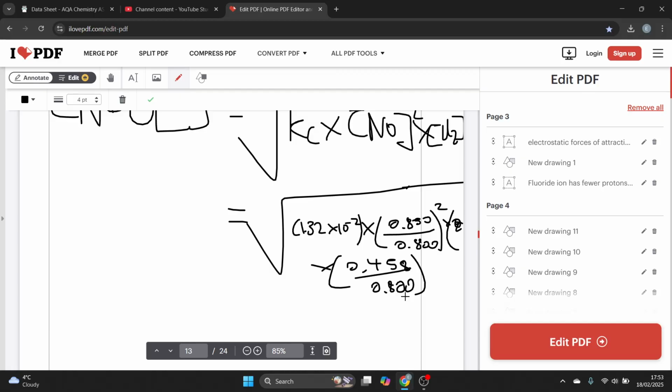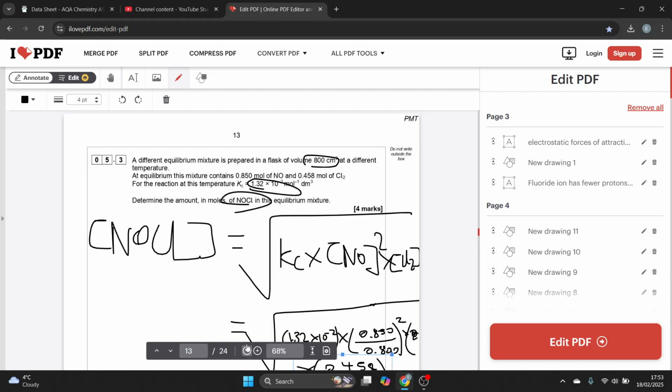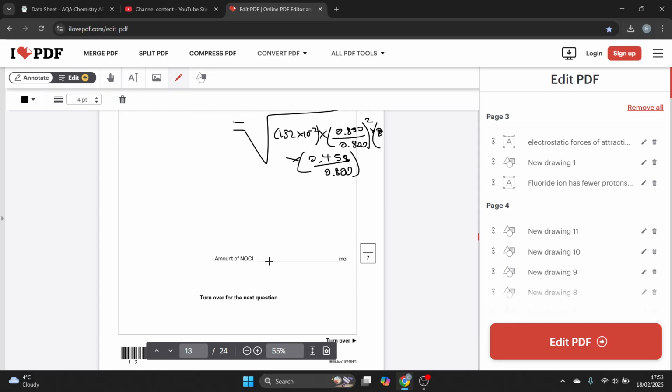So let's do that first. 1.32 times 10 to the power minus 2 times 0.850 divided by 0.800 squared, times 0.450 divided by 0.800. That's the concentration of NaCl. I want the number of moles. Well, moles is concentration times volume, so I do the concentration times the volume, and I get 0.07. How many significant figures does it tell me? So 0.073 should be fine.